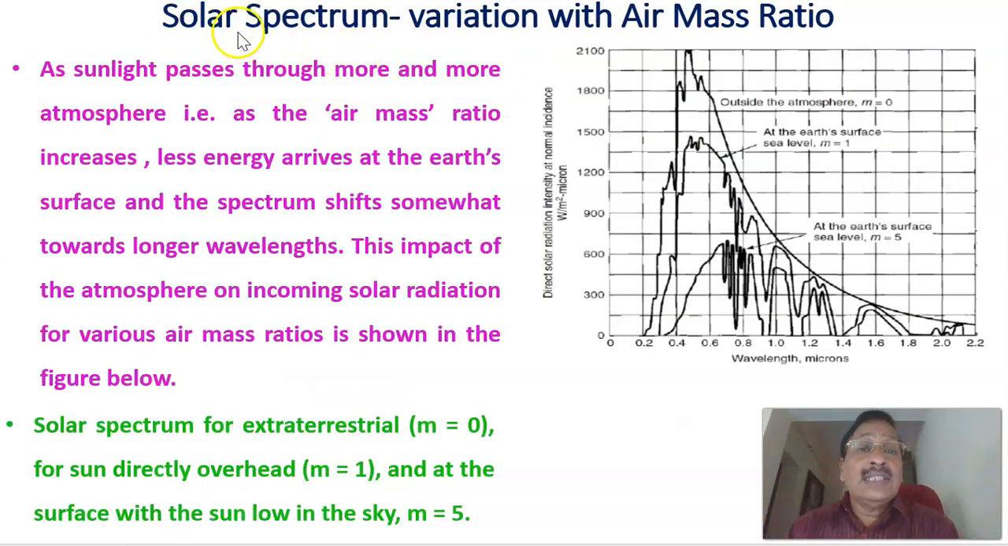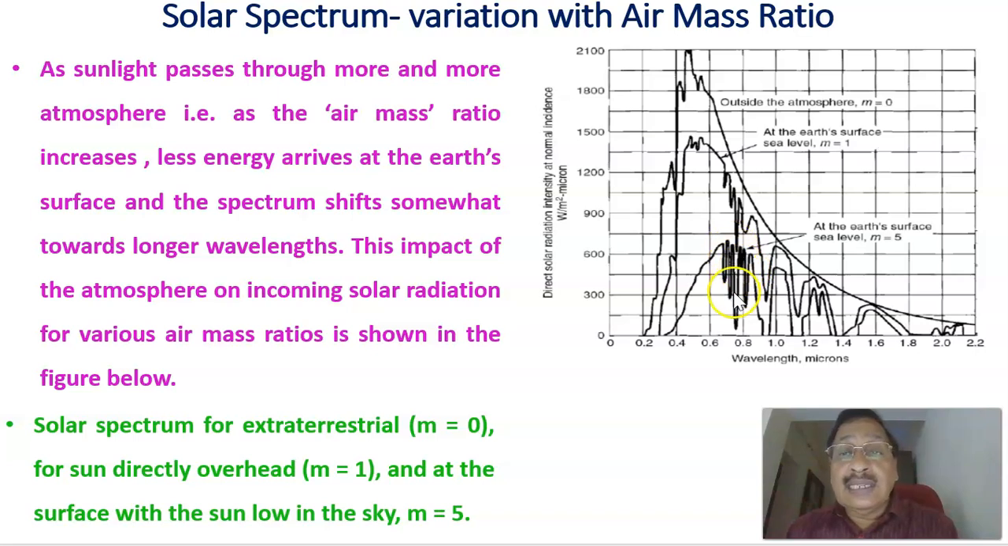Now let us see the solar spectrum variation with air mass ratio. As the sunlight passes through more and more atmosphere, that is, as the air mass ratio increases, less energy will be arriving at the Earth's surface and the spectrum shifts towards longer wavelength. This impact of the atmosphere on incoming solar radiation for various air mass ratios is shown in the figure.